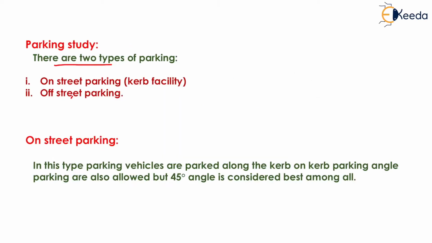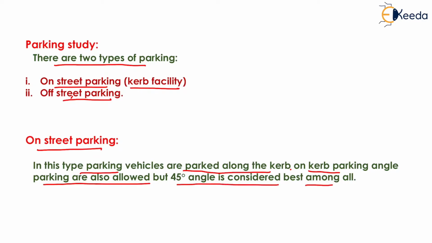There are two types of parking. The first one is on-street parking with curb facility and the second one is off-street parking. Now we will study on-street parking. In this type of parking, vehicles are parked along the curb. On curb parking, angle parking is also allowed, but 45-degree angle is considered best among all.